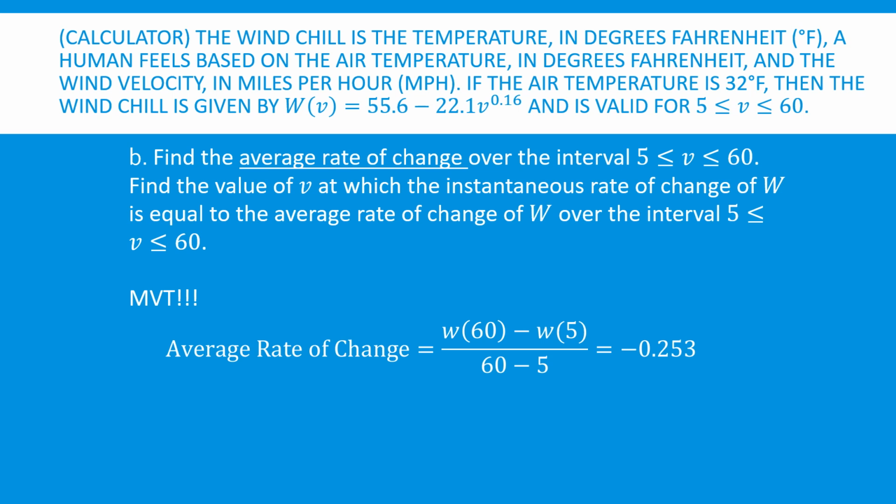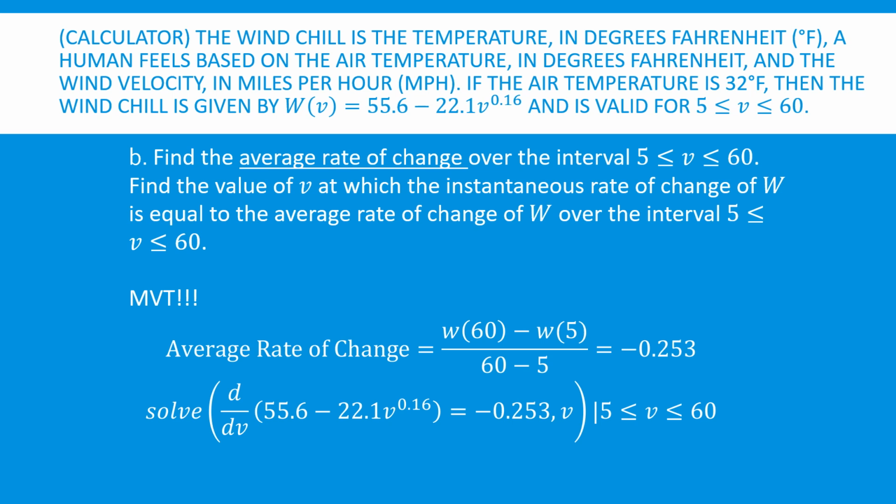So let's start with our average rate of change. I'm going to do W of 60 minus W of 5 over 60 minus 5. Literally just plugging that straight into my calculator, I get negative 0.253. Then I want to know where my derivative equals that average rate of change. I'm going to do that as a solve in my calculator, and I get that V equals 23.011. Again, they didn't ask me for units, so I'm going to leave it like that. I'm not going to be too extra.